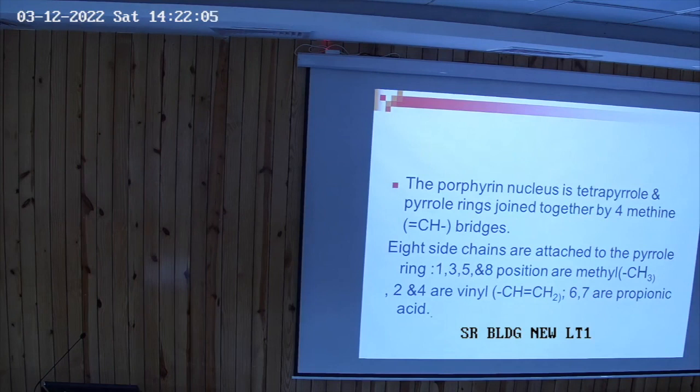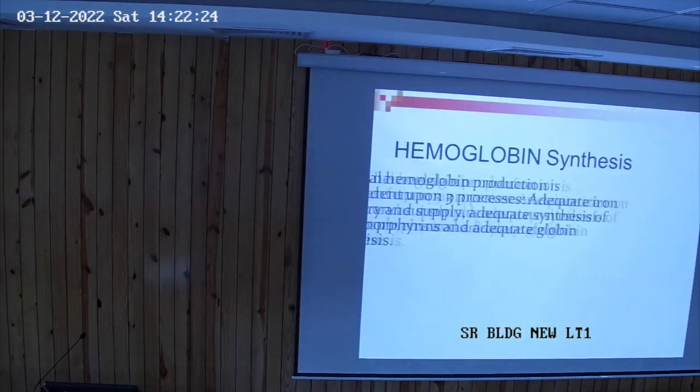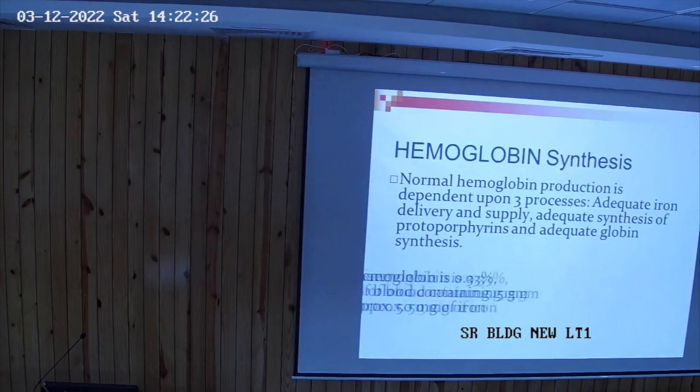So it is a tetrapyrrole, pyrrole rings joined together by 4 methine bridges. That is mainly covered in your biochemical sections. We are not more concerned with this. We are concerned with the function, but you can easily see the attachment of the iron with the nitrogen formed. Now how is it getting formed?